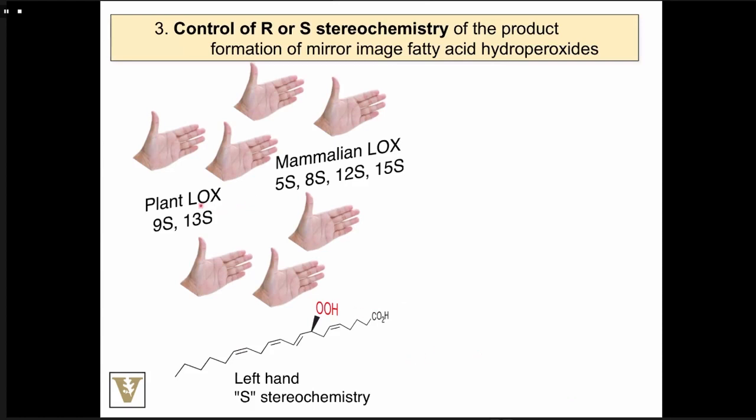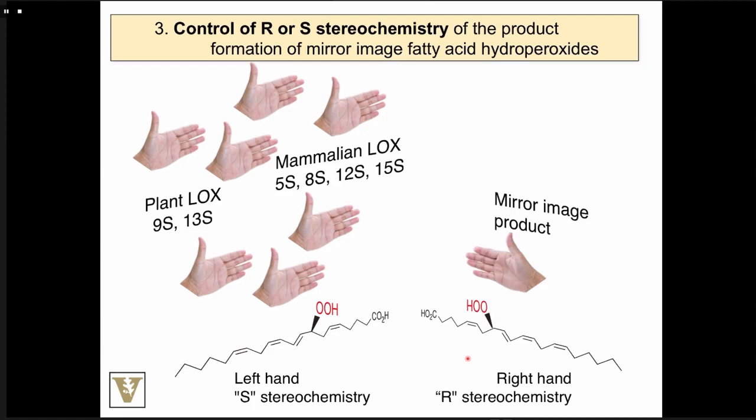Then we've got the third aspect of stereo control, which is the mirror image forms. And I've been mentioning that plant enzymes can make the 9S or the 13S hydroperoxides of linoleic acid. And when the mammalian enzymes were characterized, they made the 5S, like the leukotriene pathway, 8S, and we just looked at the 12S and 15S. But they're all forming left-hand stereochemistry, S stereochemistry like this. Now, they can be on different positions of this substrate, but every single one of them has got left-hand stereochemistry.